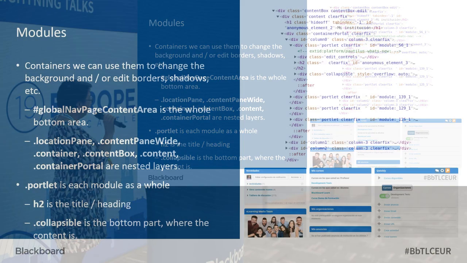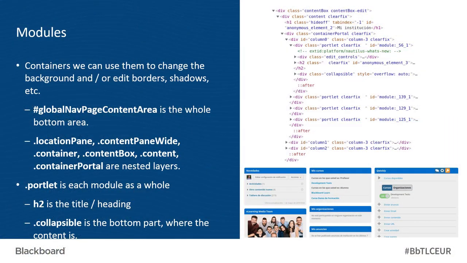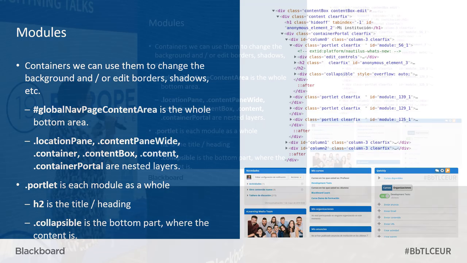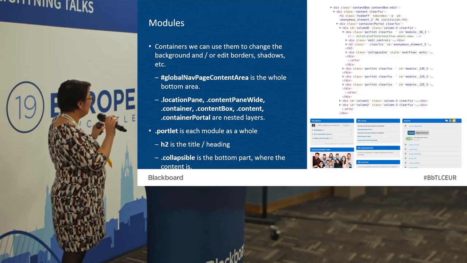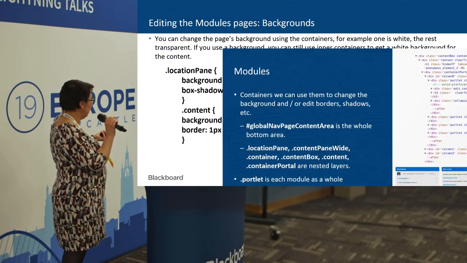With the modules, you can do many things again. The background of the page is a container. There's different levels, so you could even use a background really, really on the back and then have one area that shows white where the text will go. And then every one of those modules is built out of three parts. The portlet is the complete module. H2 will be the top part. And collapsible is the part where the information that goes into the module is.